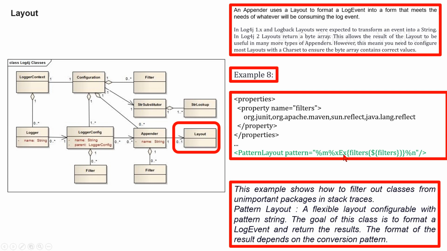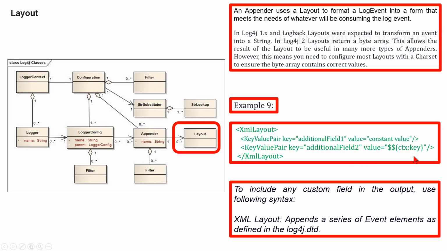Here %n outputs the platform dependent line separator character or characters. As an example 9, we are considering XML layout, which appends a series of event elements as defined in the log4j.dtd. This is to include any custom field in the output. Use this syntax.